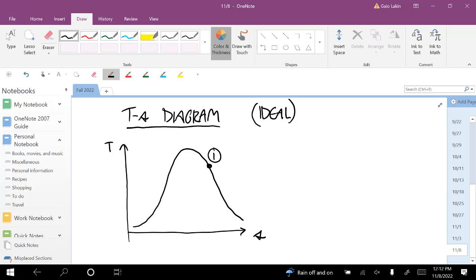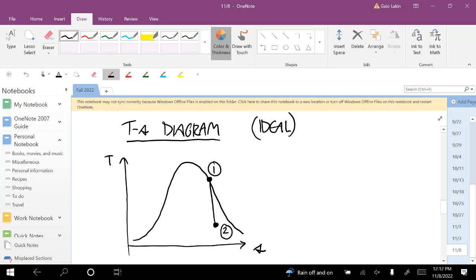State two, remember, from state one to state two is the turbine, and it's isentropic, which means that this line has to be vertical because entropy has to stay constant. And so this vertical line is the turbine. And then we get to state two here.